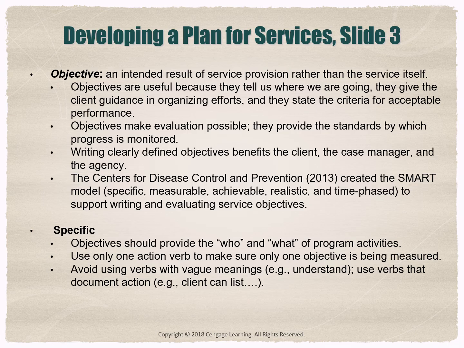The Centers for Disease Control and Prevention created the SMART model, which says objectives should be specific, measurable, achievable, realistic, and time phased to support writing and evaluation of the service objectives. So being specific means that objectives should provide the who and what of program activity. Only use an active action verb to make sure only one objective is being measured, and avoid using verbs with vague meanings.